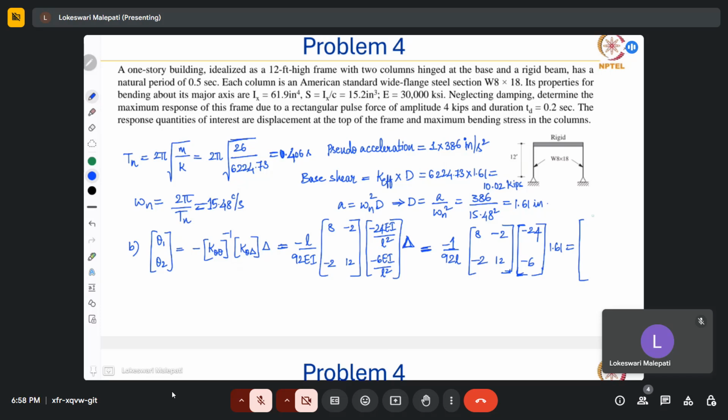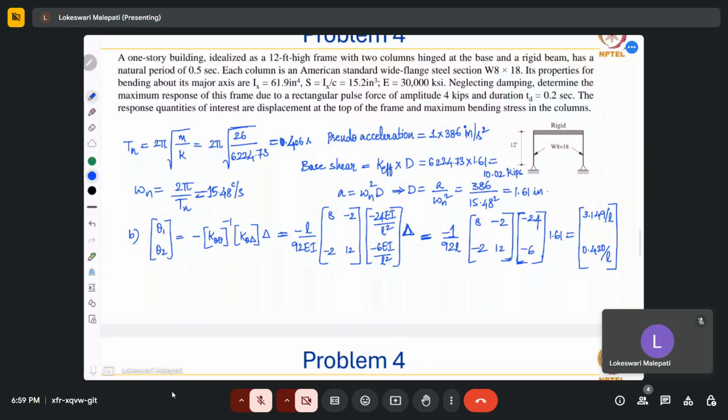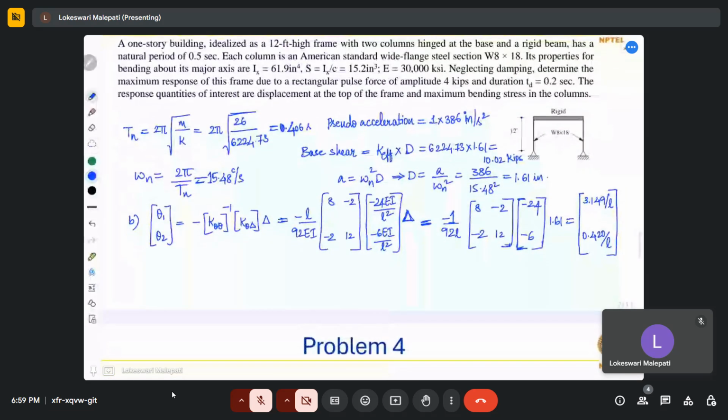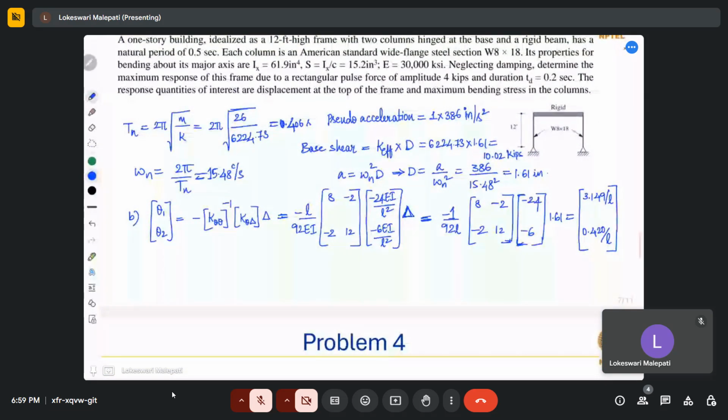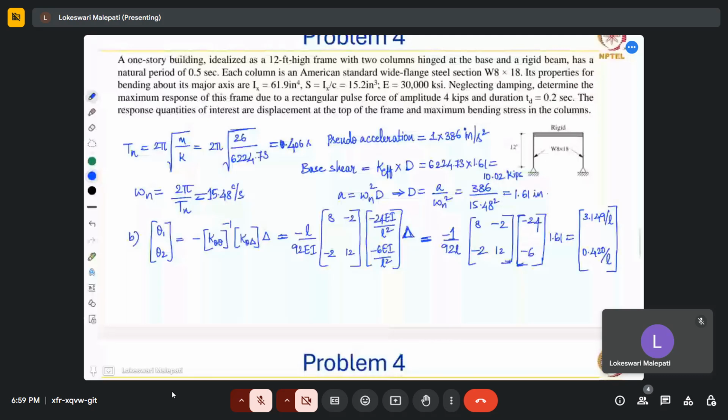So if you evaluate this, you'd get a value of 3.1149 by L and 0.420 by L. So now we have the values for this theta 1 and theta 2.